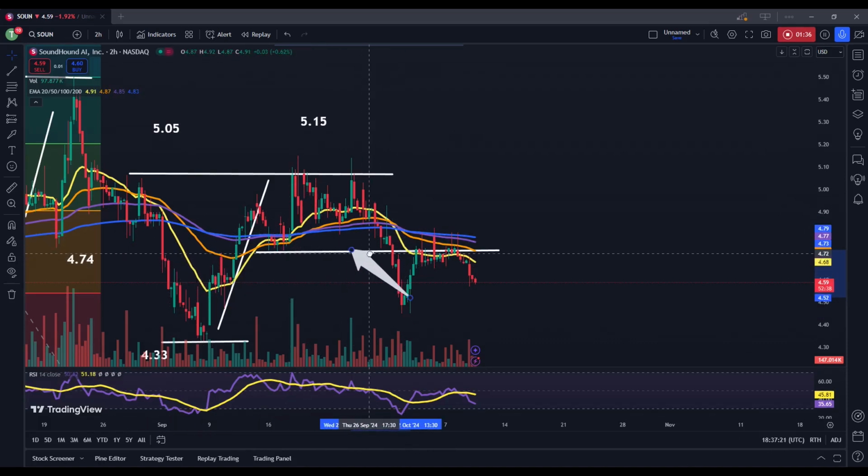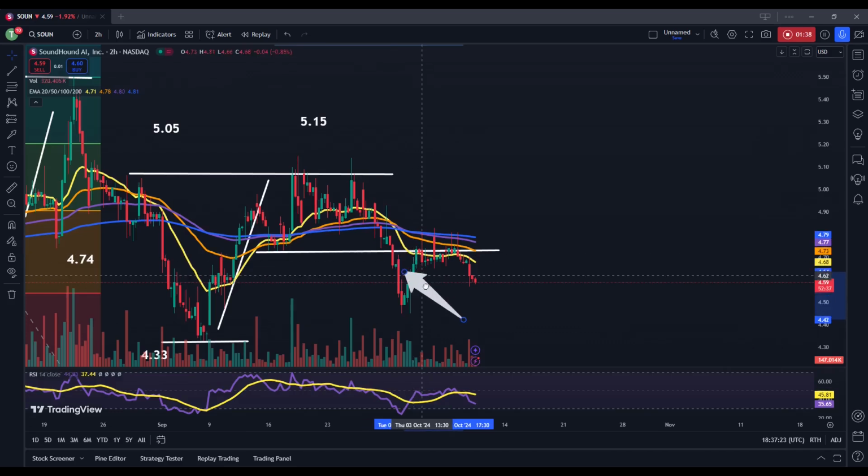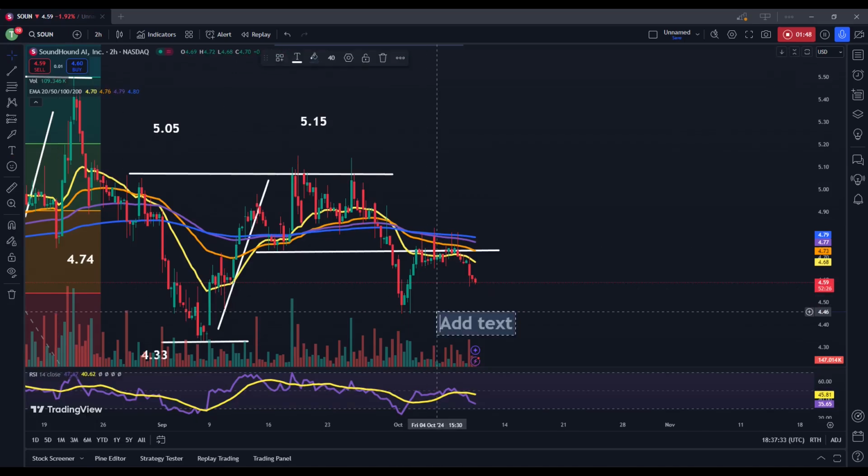But once we tested the bottom of that range and then fell through there, we ultimately generated some new support levels to the downside. So currently what we're looking at is a near-term support zone that shows at $4.45. This would be the main level now to watch to the downside.